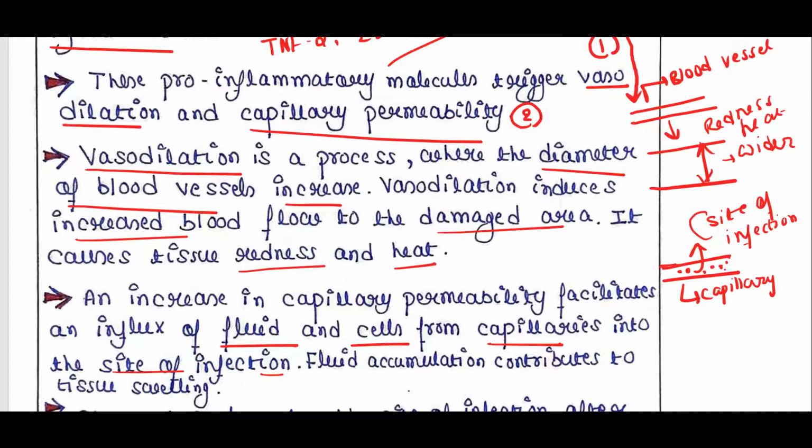So if these are some immune cells, now the capillary will permit them to cross the blood capillary and enter the site of infection. So immune cells are now reaching the site of infection. And not only the cells, some fluid will also be there in the site of infection due to the capillary permeability. This fluid accumulation contributes to tissue swelling, because lots and lots of fluid is now coming to the site of infection.